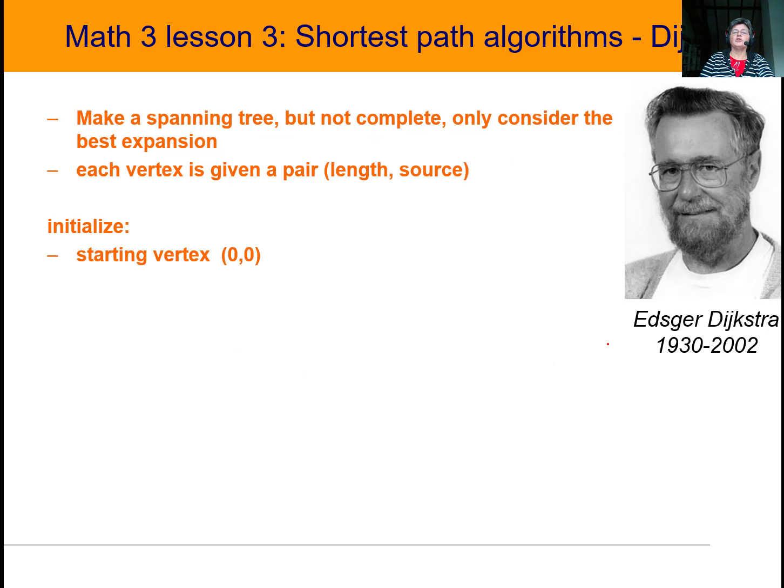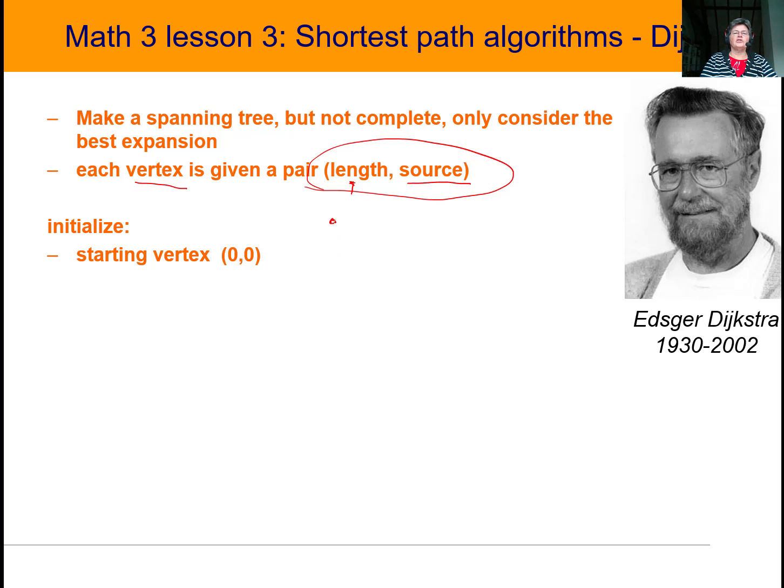Dijkstra's idea was to make a spanning tree, but not a complete one. It didn't have to include all possible nodes, but only still considered the best expansion to get from one end to the other. And how he did this is he thought, okay, every node, every cafe or every point or every computer is given an ordered pair with two meanings. The first one is the length or the time or whatever is your weighting issue to get there so far, and where do I come from.